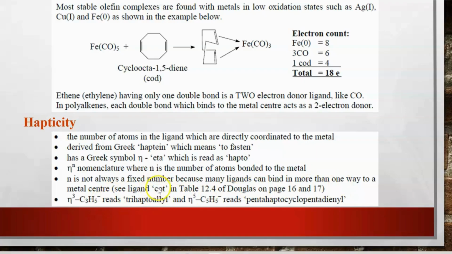For example, we have cyclooctatetraene. For the next one, eta-3 C3H5, we read it as trihaptoallyl, and eta-5 C5H5, we read it as pentahaptocyclopentadienyl. So we read the prefix first. For example, here we have 3, so it will be tri, and then we read hapto: trihapto, and then the name of the ligand. For this one, penta, because the hapticity is 5, so pentahapto, and cyclopentadienyl is the name of the ligand.